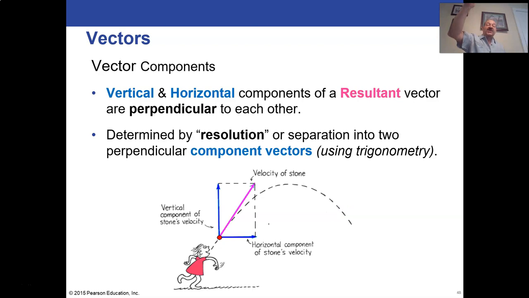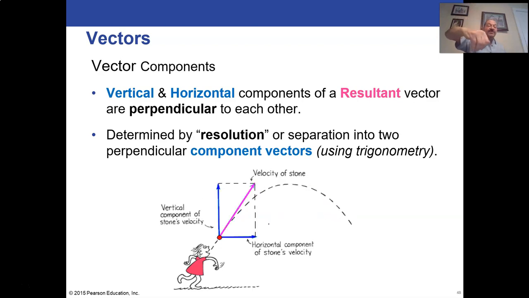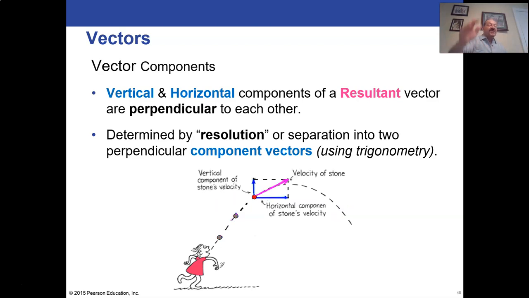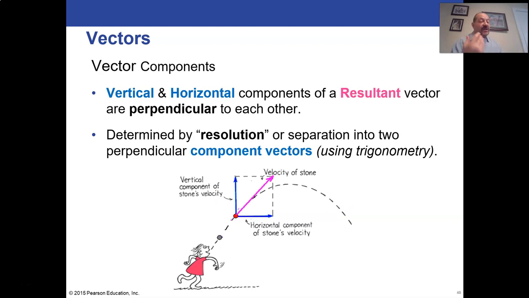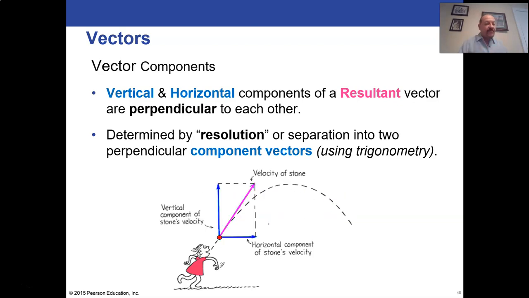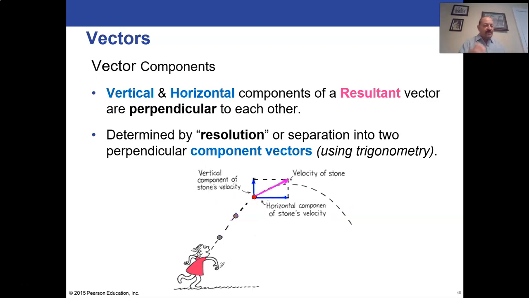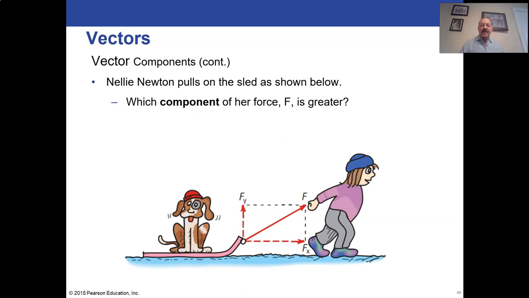Eventually it'll get to zero, and then it'll be negative 10 meters per second, negative 20 meters per second, negative 30 meters per second, as it's coming down for every second of the movement. If you wanted to do this in a more mathematical way, you would have to use trigonometry. Again, we don't do that in this class, but you should be aware of what's actually happening in a physical sense. So here's another vector situation.